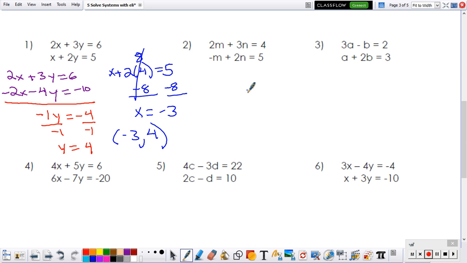All right, so this is what I want you to do. I want you to look at number 2. Let's change it. I don't like that it's m and n. Let's make it x and y. Nah, we can leave it. It's going to be messy otherwise. I want you to examine the coefficients, and I want you to decide what variable we're going to eliminate and what we need to multiply.